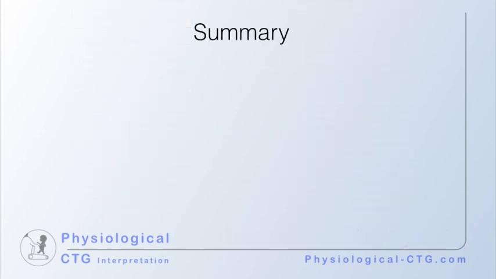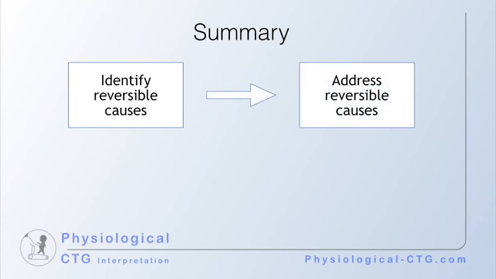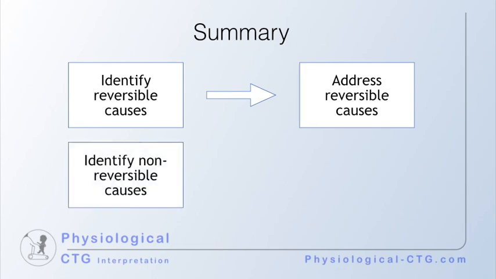To summarize, in cases of suspected hypoxia, we must identify any reversible causes and address them promptly in order to improve the CTG. If any non-reversible causes are identified, immediate delivery should be undertaken.